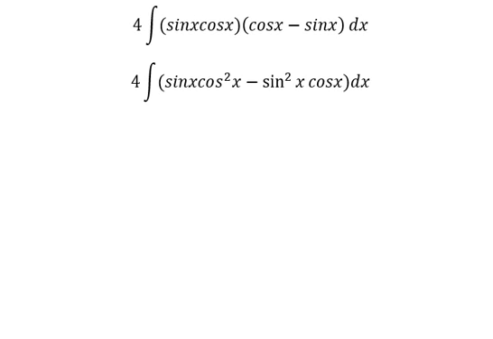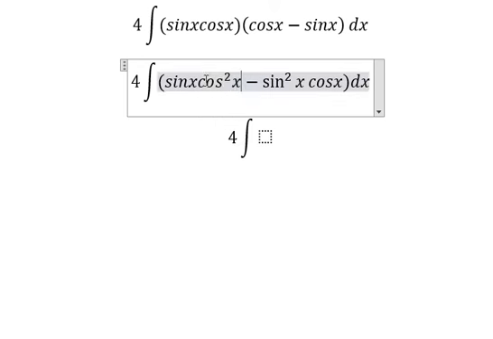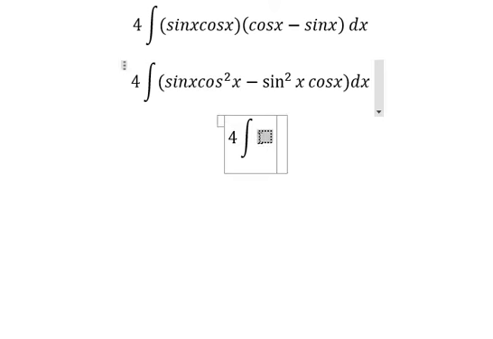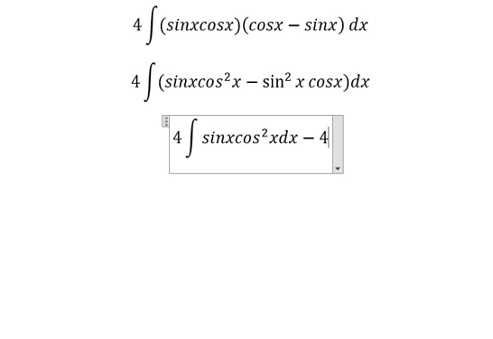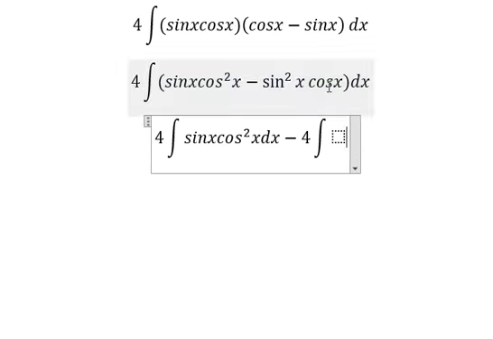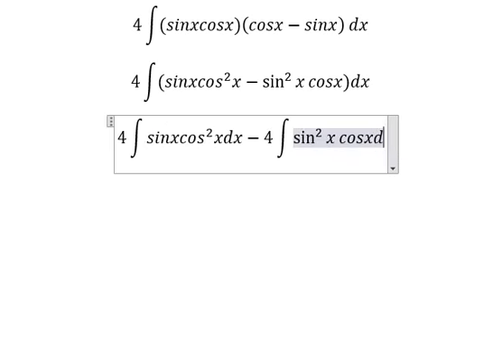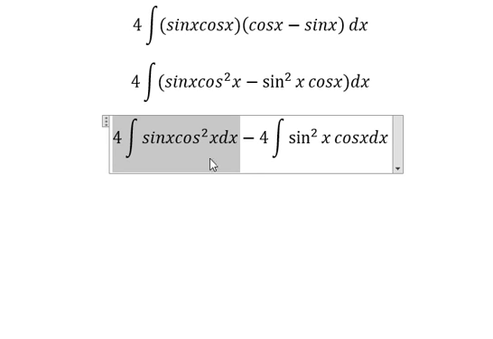And now we need to divide this one into two integrals. The first one we have for the integration sine x cosine squared x, and the second one sine squared x cosine x. Now let's go to the first one.